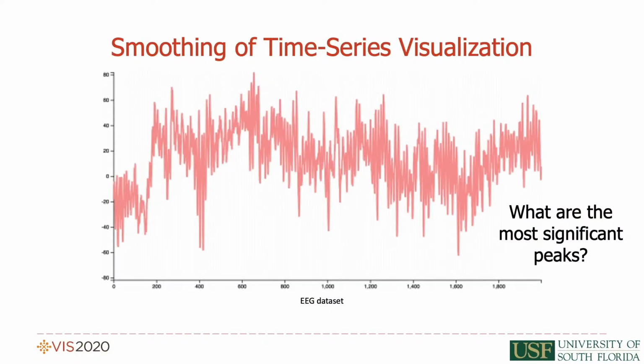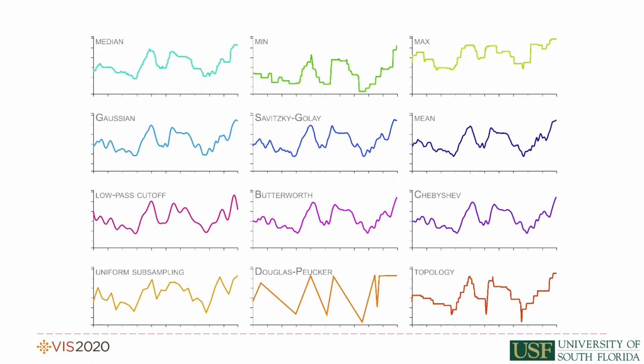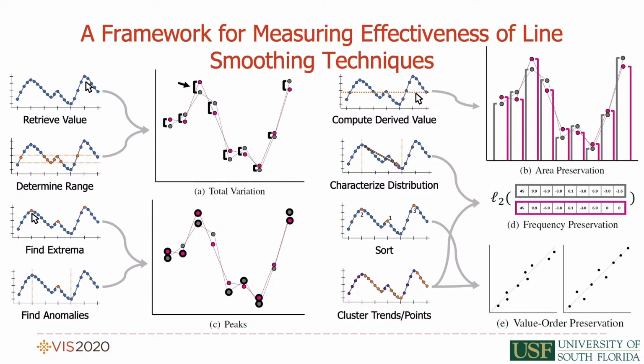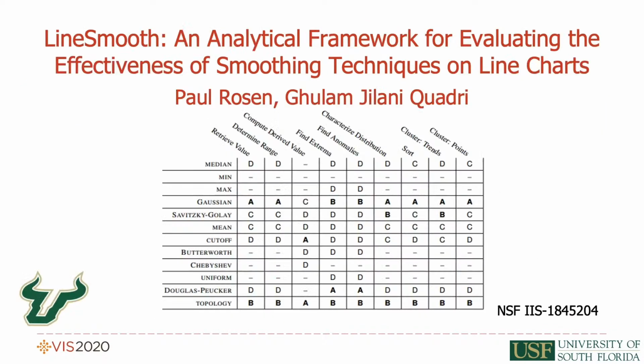With cluttered or noisy line charts, analysis tasks become difficult, for example selecting the most significant peaks in this data. To overcome this, we can turn to data smoothing. However, many methods are available, and while their results look similar, each preserves different properties of the data. We present a framework for measuring the effectiveness of smoothing techniques on 8 different low-level tasks, and our findings summarize the effectiveness of 12 different smoothing techniques.